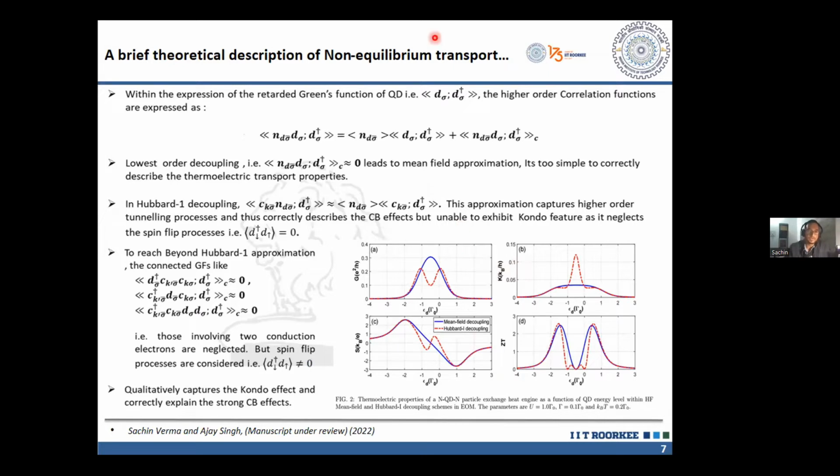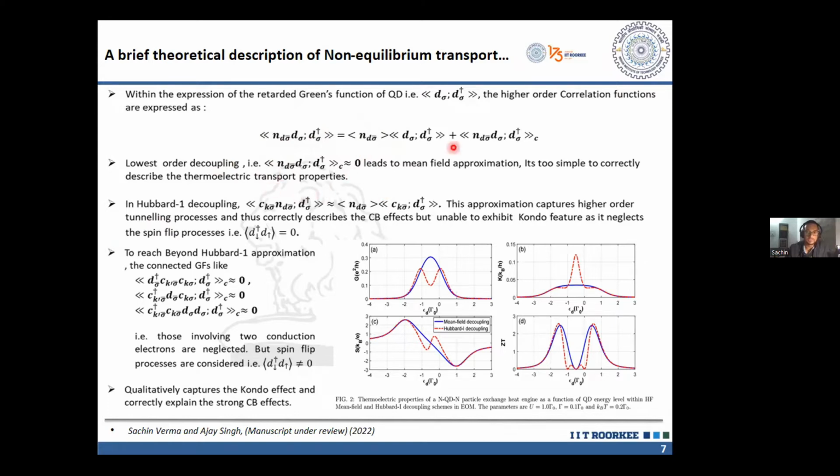So let me now give you a brief theoretical description of these systems. Now the Green function, as I told before, for a finite on-dot Coulomb repulsion, one needs to apply approximations such as Hartree-Fock mean field, Hubbard one, or beyond that. So we have used the equation of motion technique, where we write down the Green function in terms of Zubarev notation, and then we apply an approximation to end this hierarchy of equations.